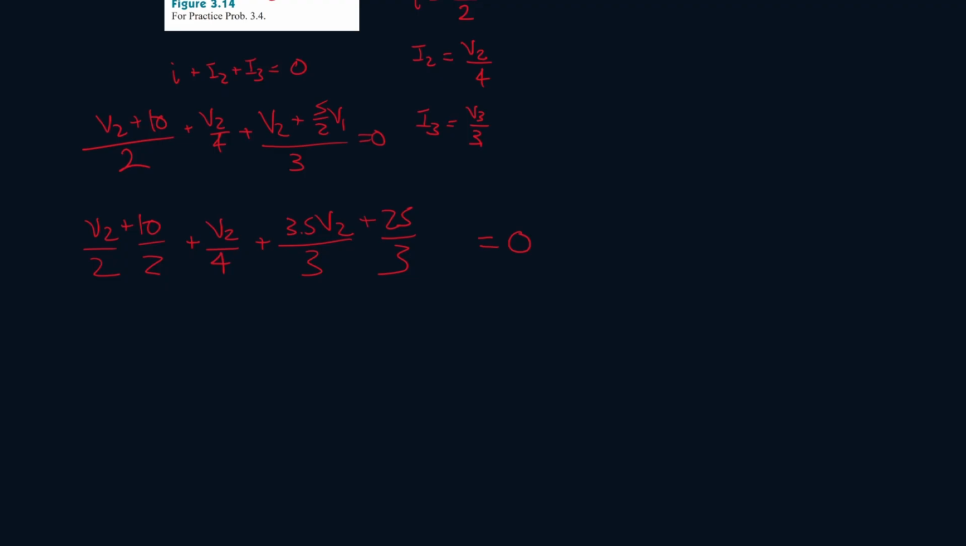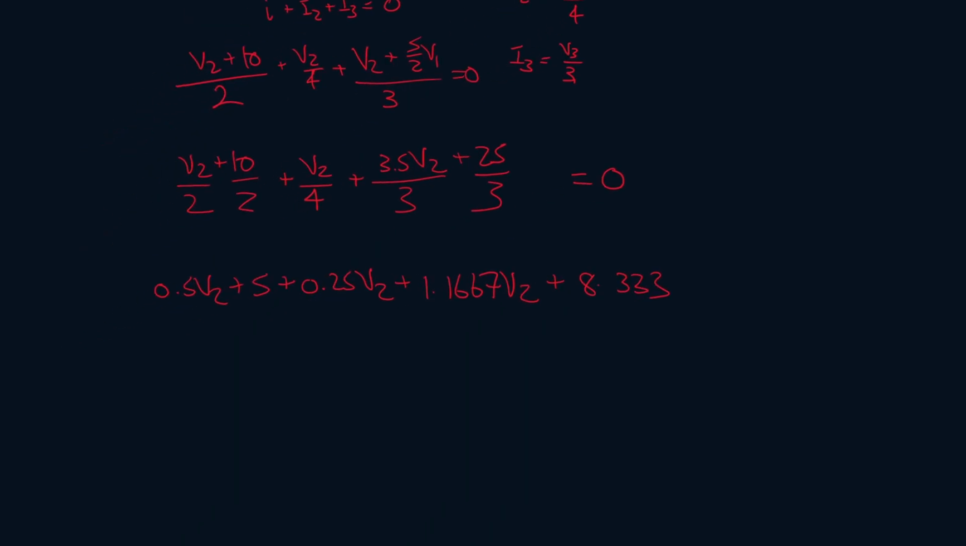Alright, let's collect like terms. So V2 over 2, that's 0.5 V2, plus 10 over 2, that's just 5, plus V2 over 4, that's 0.25 V2, plus 3.5 over 3 V2, that's 1.1667 V2, and 25 over 3, that should be 8.333.